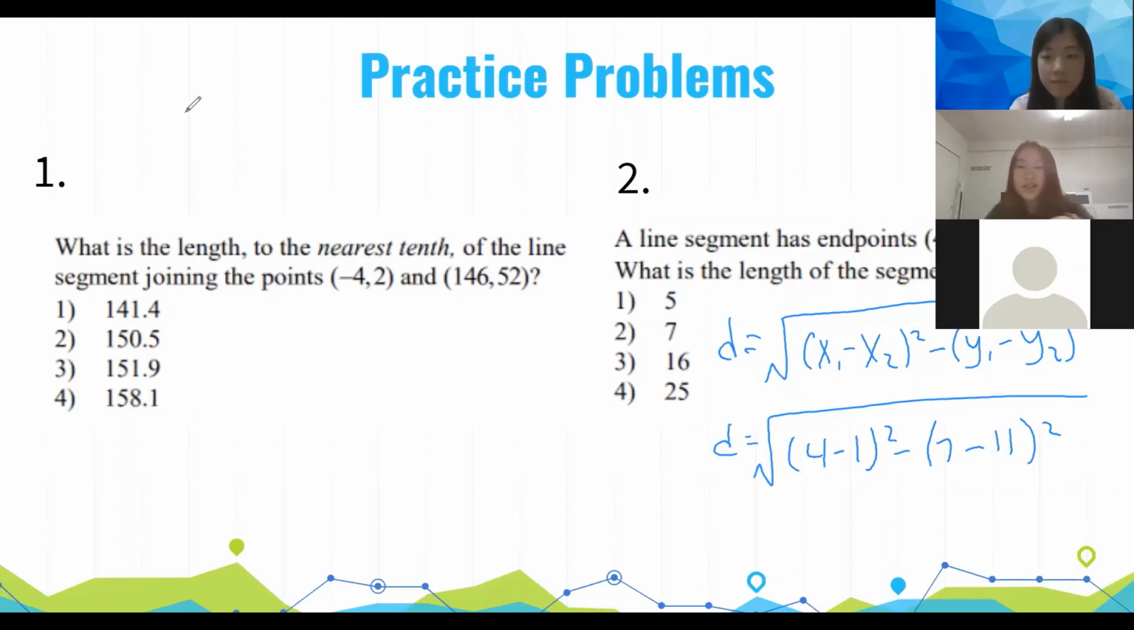Wait, the sign should be a plus sign between the 4 and the 1. Oh, sorry. Yeah, sorry. One? It's not 1. I think she meant answer choice 1. Oh yeah, answer choice 1.